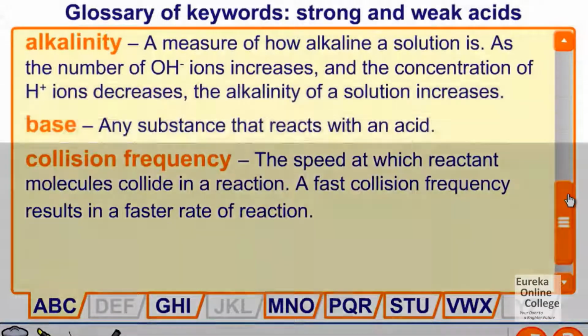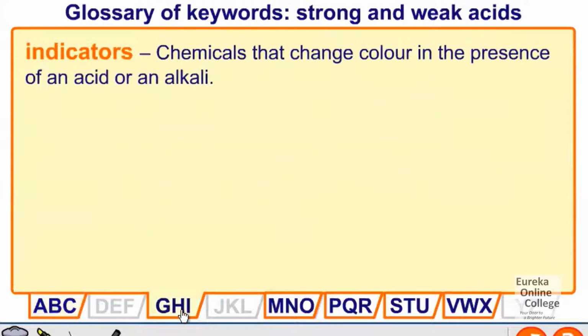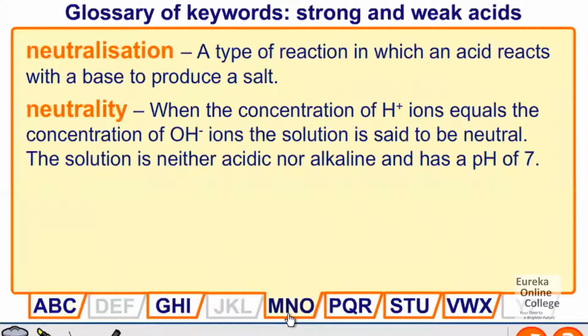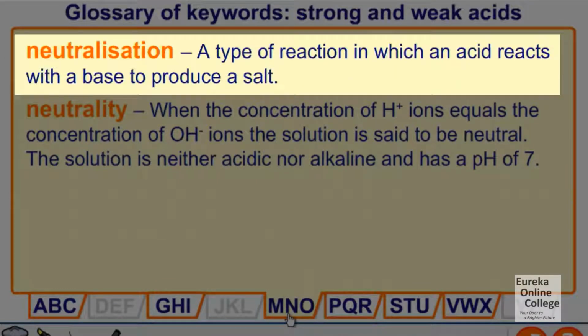Collision frequency, the speed at which reactant molecules collide in a reaction. So a fast collision frequency will give you a very fast rate of reaction. Indicators are chemicals that will change colour in the presence of an acid or an alkali, for example, universal indicator. Neutralisation is a type of reaction in which an acid will react with a base to produce a salt and also water.